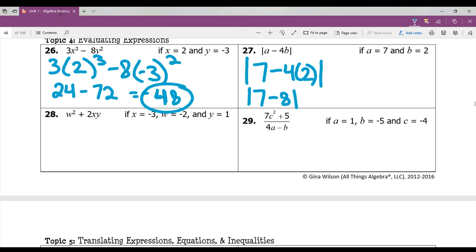7 minus 8. That's negative 1, so the answer is 1. Let me double check. Yep.